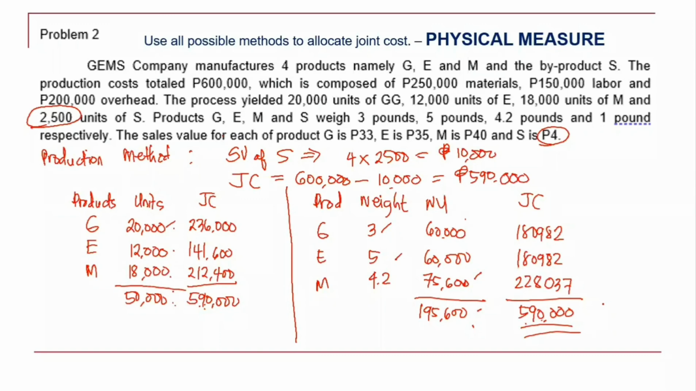So that is how we allocate using physical measure. That is how we allocate the joint cost. And considering yung byproducts already. Okay, so I hope nakita nyo yung tanging difference kung saan lang pumasok yung role ng byproducts natin.